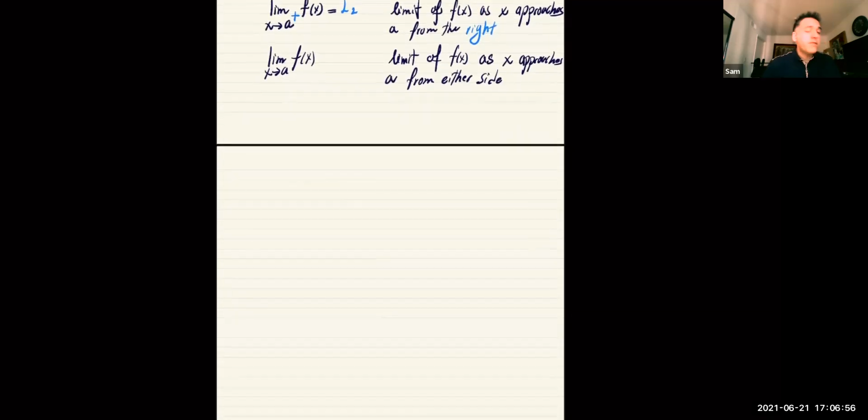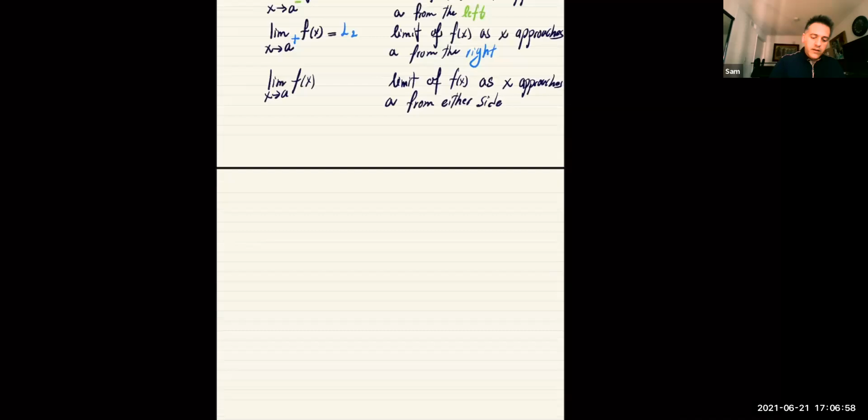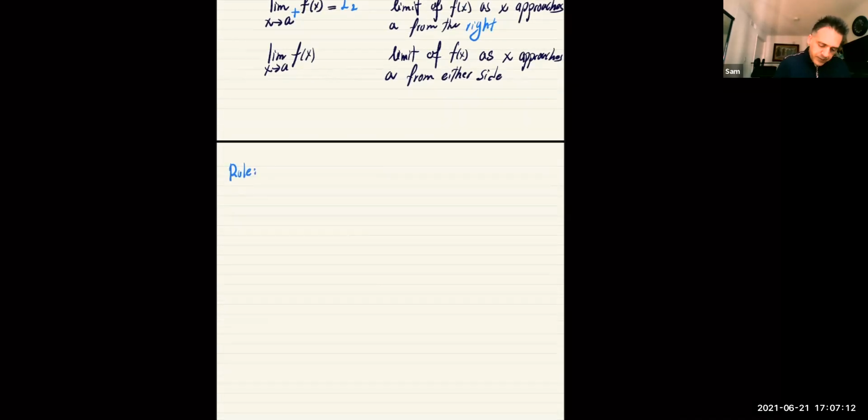All right, so this is very, very important. And I don't know if they call it a theorem, but yeah, they do. It's a theorem. So we'll say that the limit as x goes to a of f of x is equal to L if and only if.